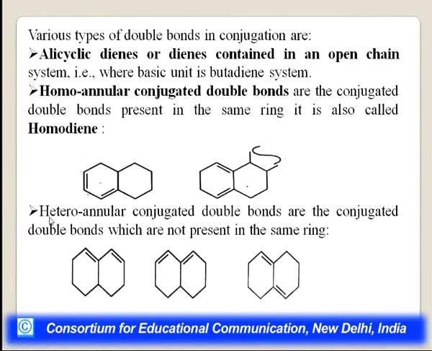Another is the heteroannular conjugated double bond, that is, conjugated double bonds present in different rings and not in the same ring. Here, as the example, it can be present like this and like this. You can observe it in different ways.